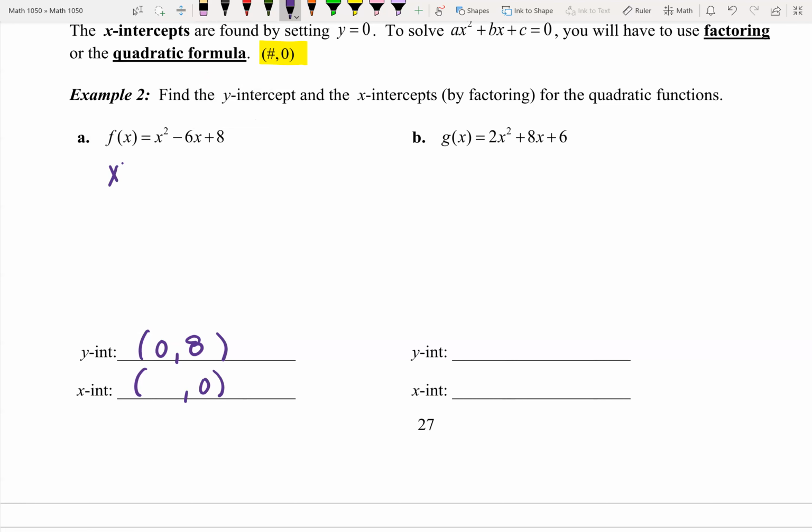Everybody write down x to the second minus 6x plus 8 equals 0. This is the first time we've solved a quadratic. What's the easiest way to solve a quadratic? Factoring.